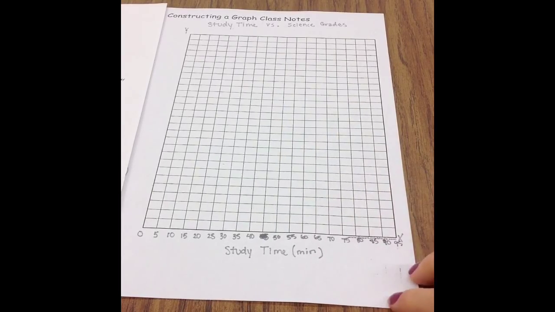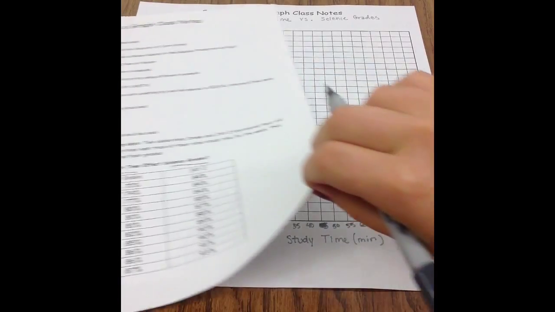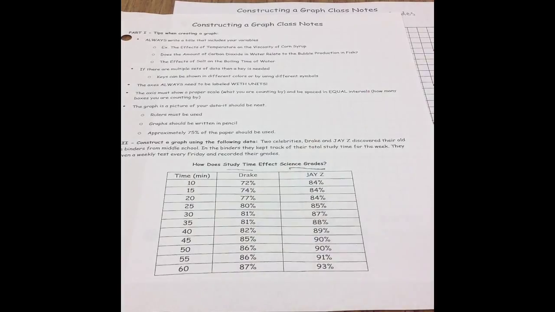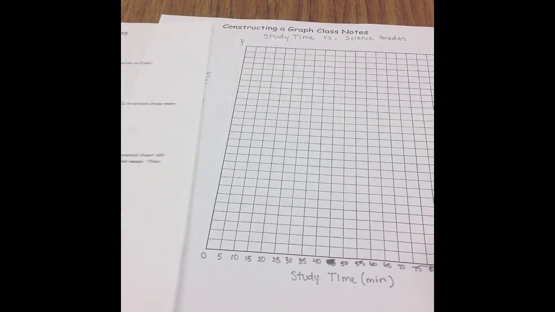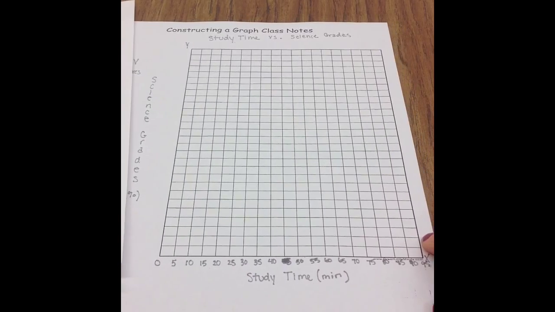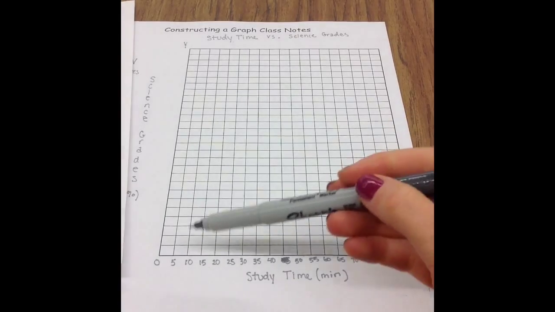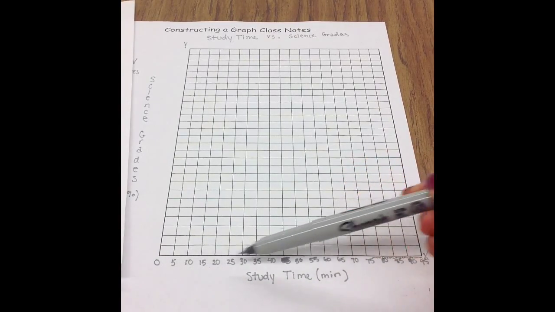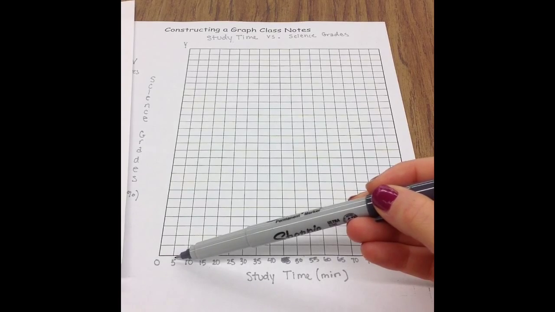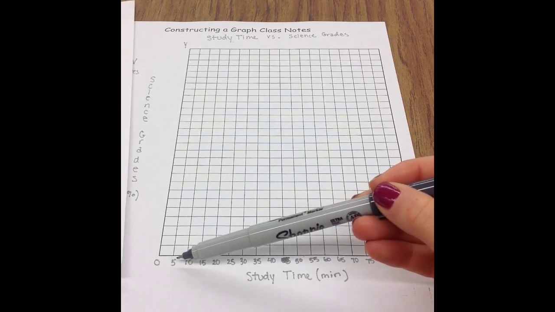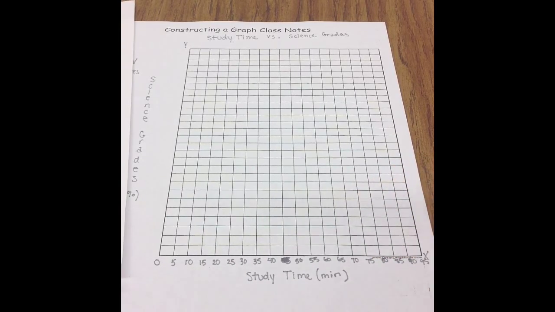Now something to remember. I know our highest number on our data table is 60. You always want to go past 60, okay? We don't want to just stop at 60, because if you're asked to predict what their study time will be with, let's say, 80 minutes of study time, you want to make sure that you can extend your graph. So I actually went up to 95. So make sure that you've labeled your x-axis with even intervals. Not only are we counting by 5s, but if you notice, I decided to not skip any lines. So if you're deciding not to skip any lines, you want to keep that consistent through your x-axis.